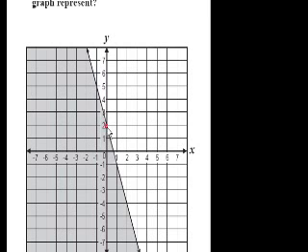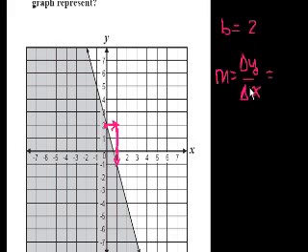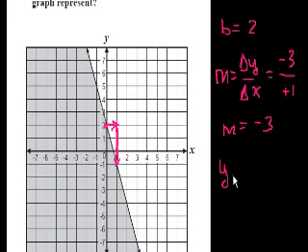We can immediately say, okay, the y-intercept is 2. And what's its slope? When x increases by 1, what happens to y? Y is going down by 3. So the y-intercept, b, is equal to 2. The slope is equal to change in y over change in x. When x increases by 1, the change in y is minus 3. It goes down by 3. So the slope is equal to minus 3. So the equation of this line is y is equal to minus 3x plus 2.